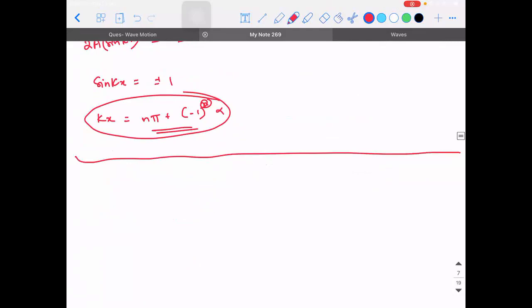I will do a small change, okay? A small correction. Y1, instead of taking kx minus omega t, I will take it as omega t minus kx. Both are right. Y2 will be a sine of omega t plus kx. I will take it like this. Then what is y? Y1 plus y2.